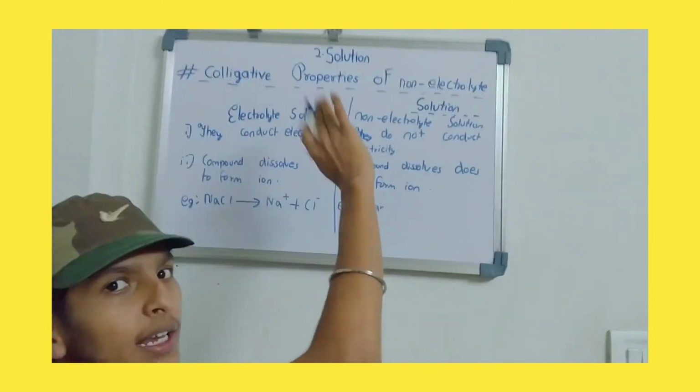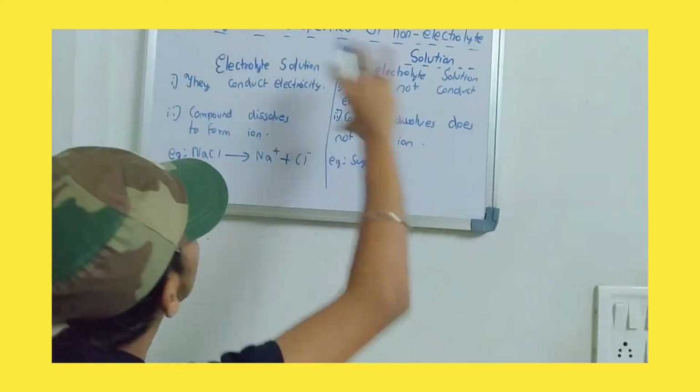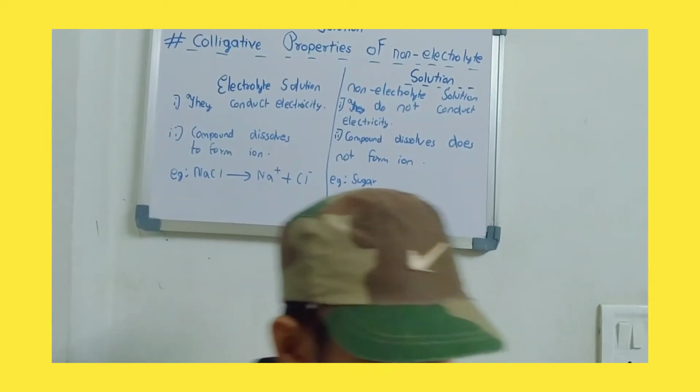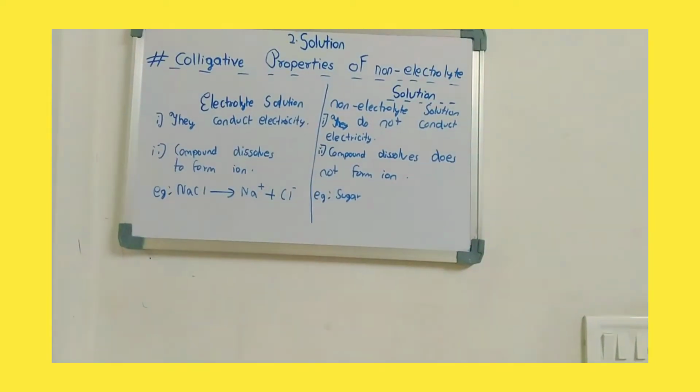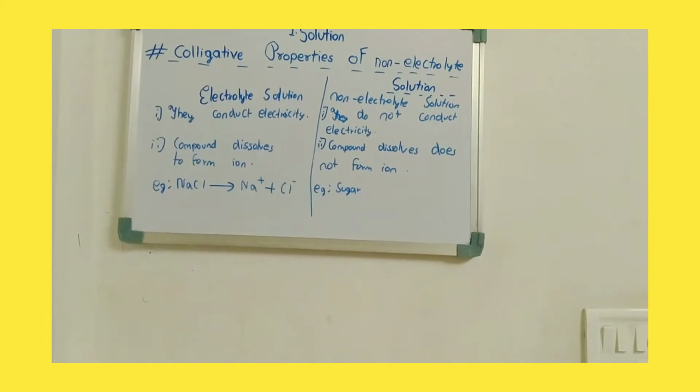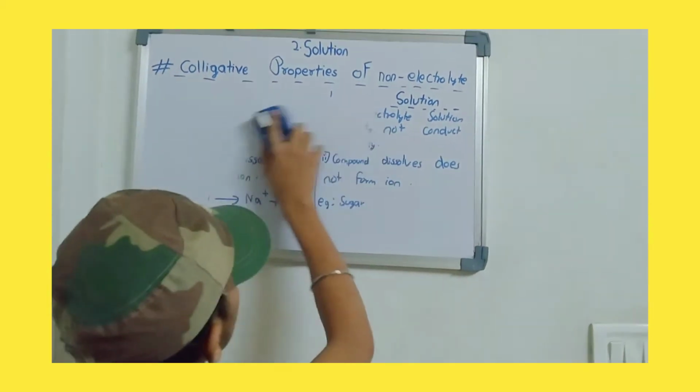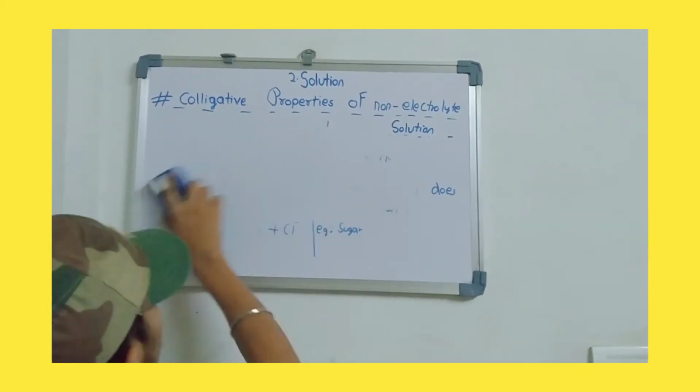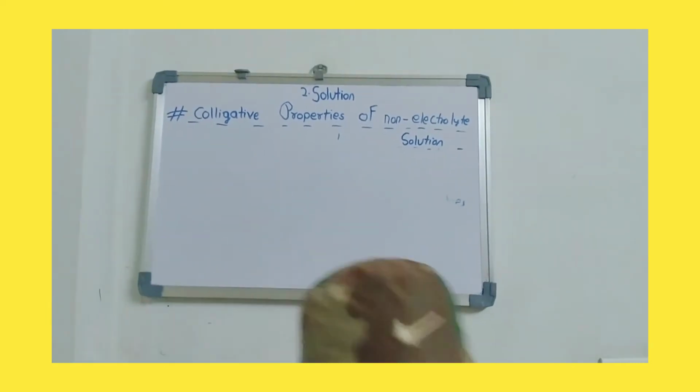So we have understood the electrolyte solution and the non-electrolyte solution. Now we will study the colligative properties. Please take a screenshot. So what are the colligative properties? Basically, colligative properties are those properties which depend upon the number of solute particles in solution.